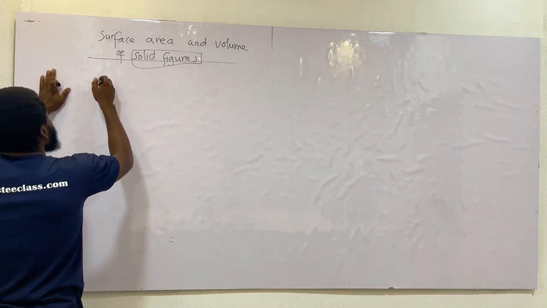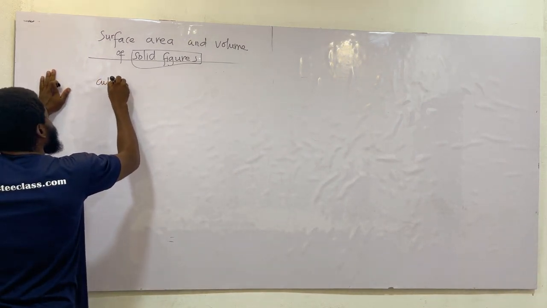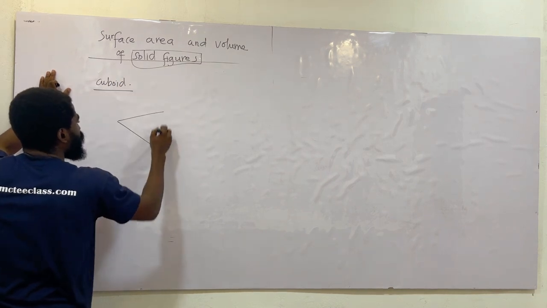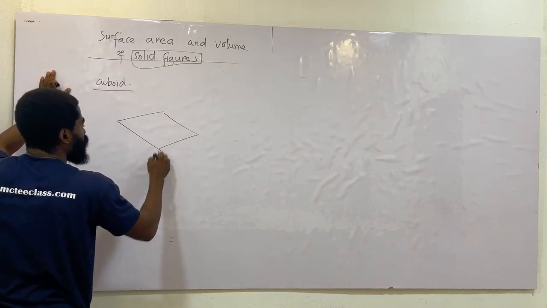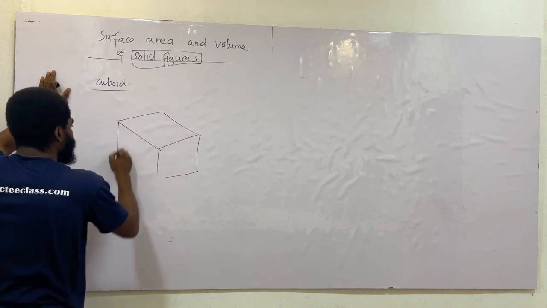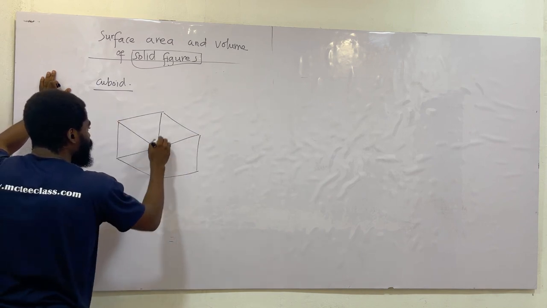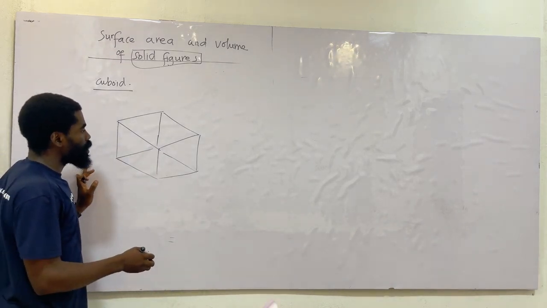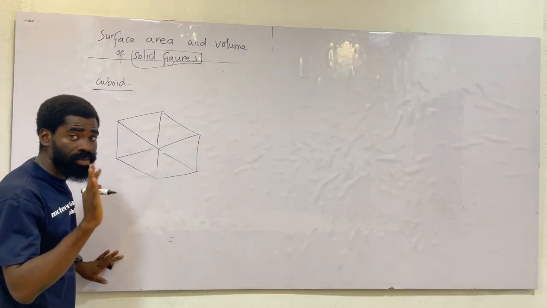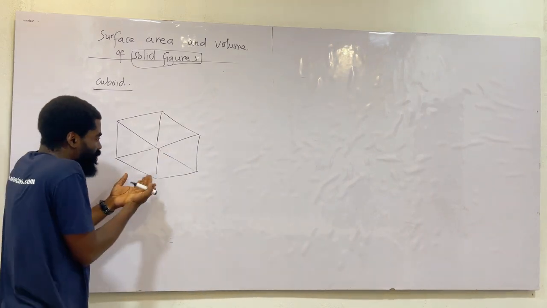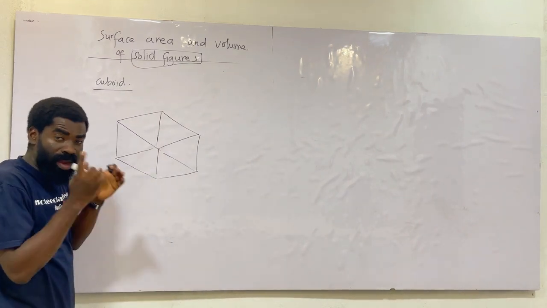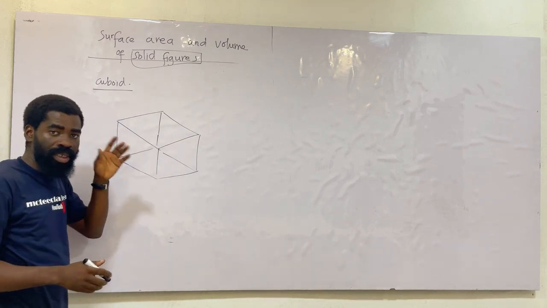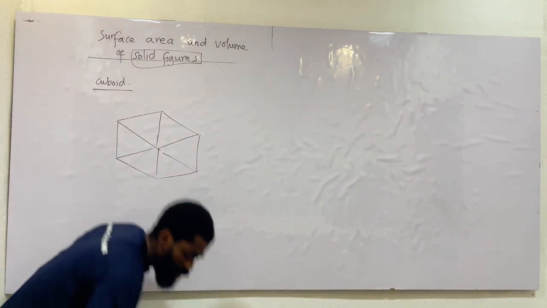Let's take a cuboid. So say this is my cuboid, neatly drawn. Now the cuboid has how many faces? 6 faces. This one is not curved, so I can't find curved surface area. Take note: the cuboid will have 6 faces. Let me demonstrate with this.